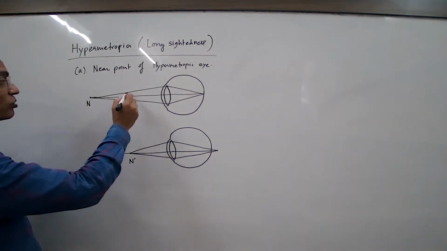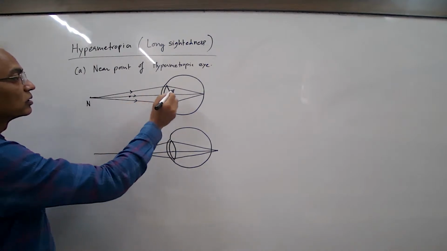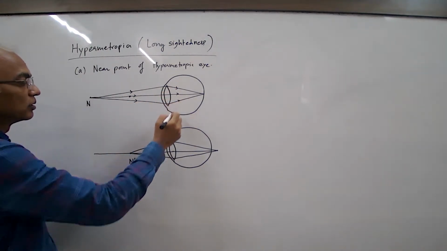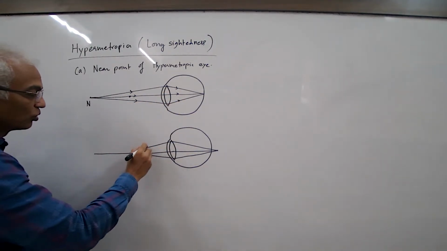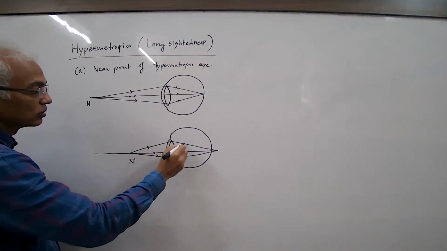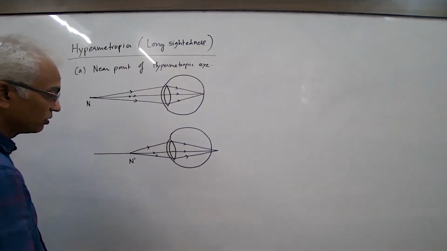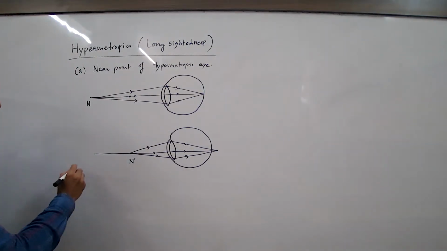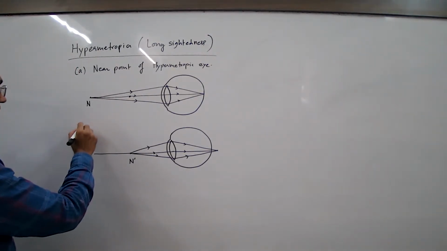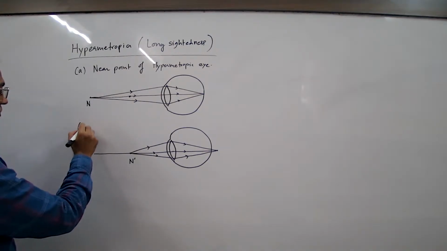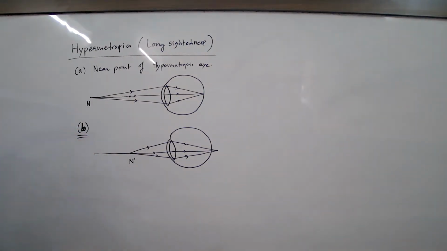Okay, so what are you supposed to do then? How will you correct it? Convex lens. Convex, because you have to converge more. So when you converge it more, somewhere on the retina it will fall. The power of a convex lens is positive, right? And for a concave lens, it's negative. Okay, so now this is the hypermetropic eye.